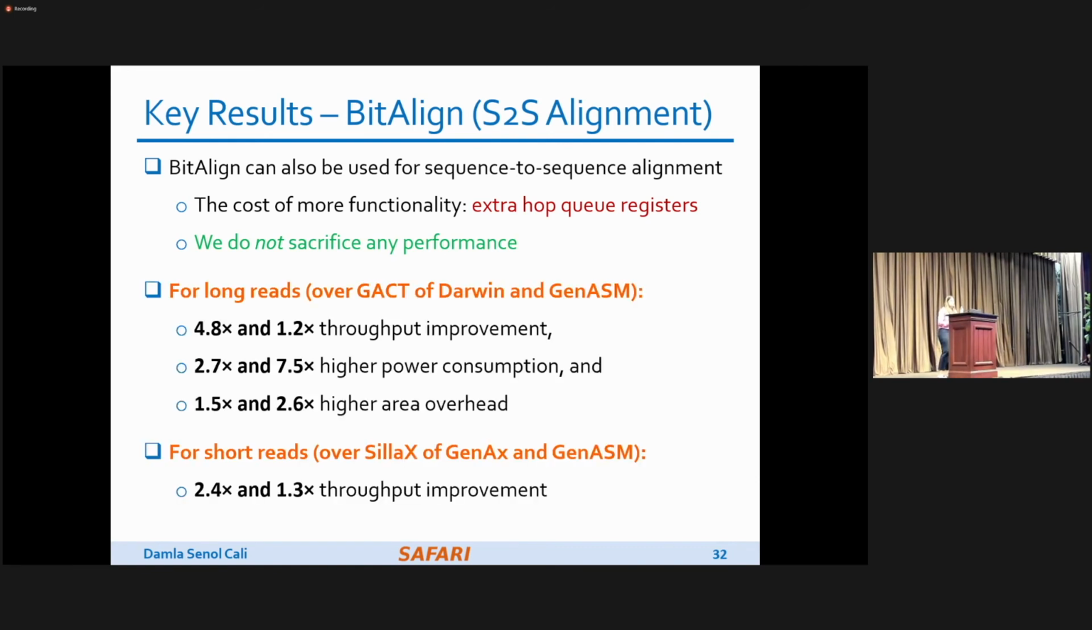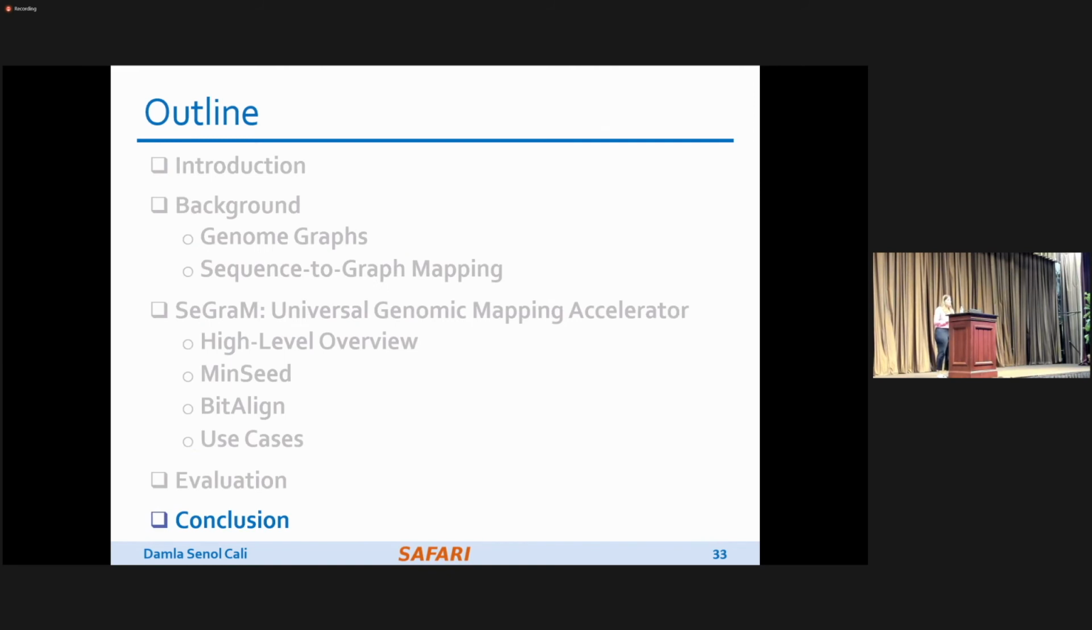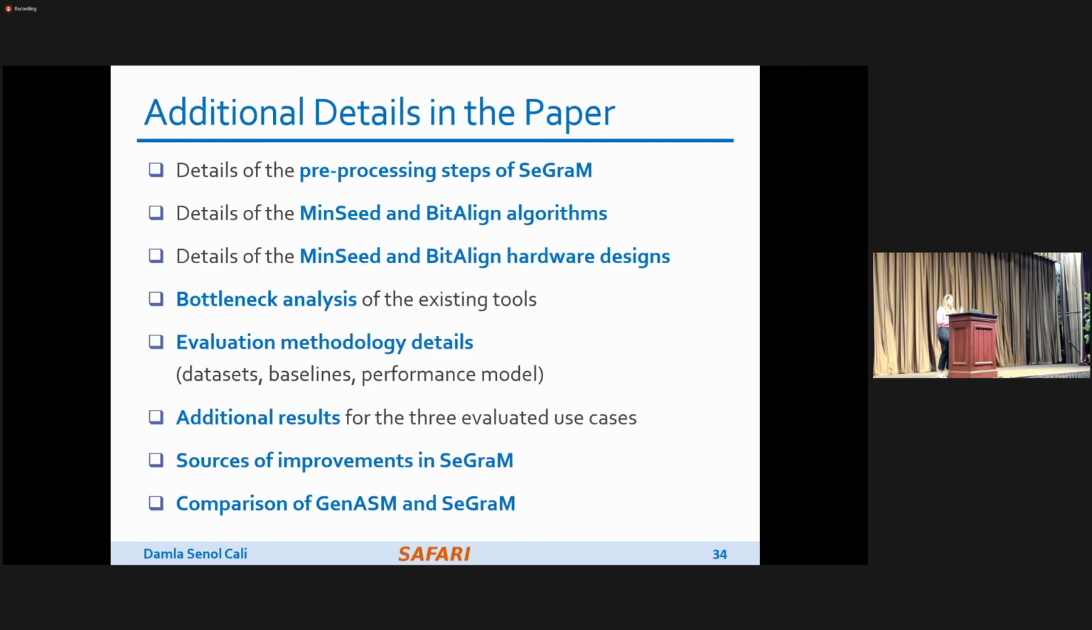So compared to state-of-the-art hardware accelerators, but this time specifically designed for sequence-to-sequence alignment, we find that BitAlign increases throughput over all 3 baselines, but with the extra cost of power consumption and area overhead. So before I conclude, here's a list of additional details that you can find in our paper. For example, sources of improvements in SIGRAM.